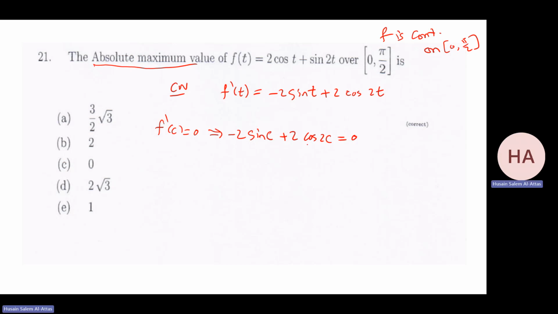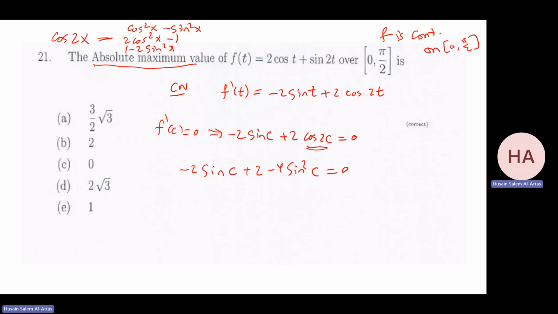Now, I know that cosine 2x has 3 formulas. Cosine square minus sine square. I don't think I need this. 2 cosine square minus 1. I don't need this. 1 minus 2 sine square. I need this one. So my new equation will be minus 2 sine c plus 2 minus 4 sine square c. It's only half sine c. So I can factor it.